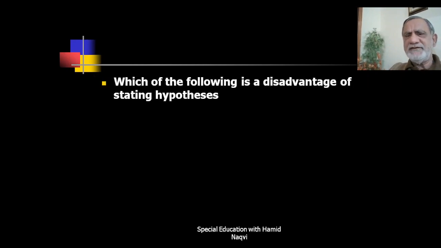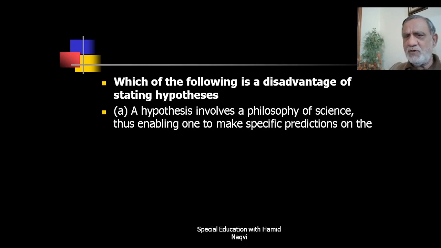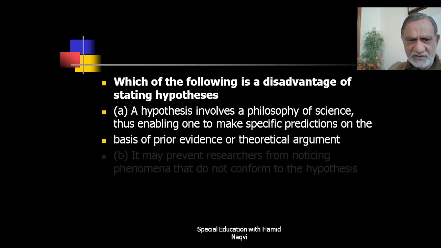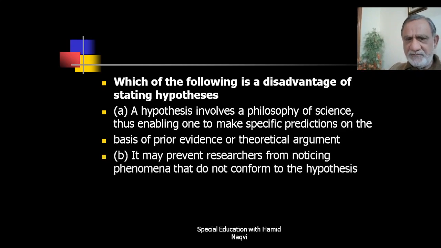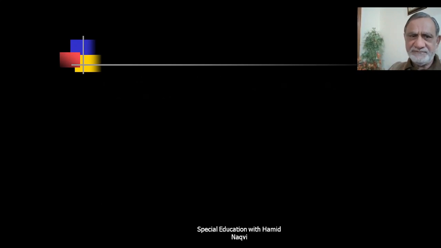Which of the following is a disadvantage of stating hypothesis? First, a hypothesis involves a philosophy of science, thus enabling one to make specific predictions on the basis of prior evidence or theoretical argument. Second, it may prevent researchers from noticing phenomena that do not conform to the hypothesis. Third, it increases sample size. And fourth, it results in unethical procedures. Correct answer is C, that is, it increases sample size.